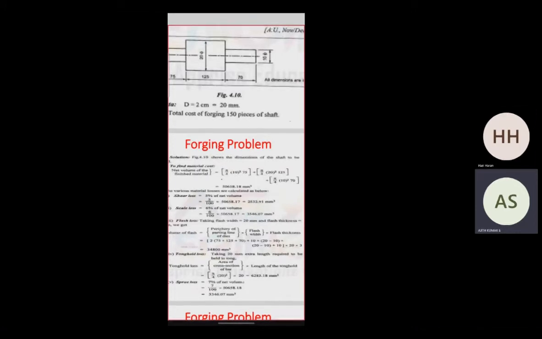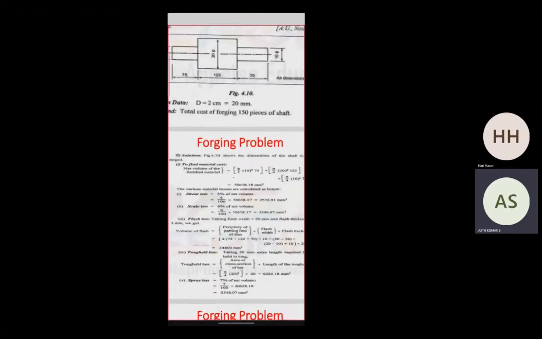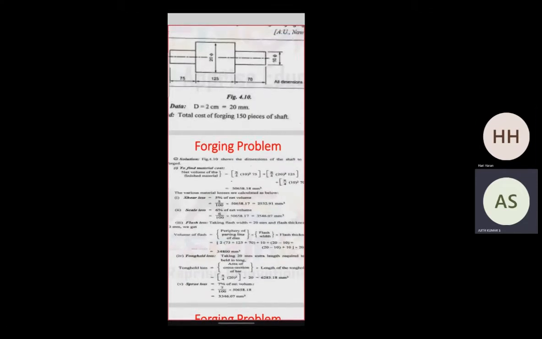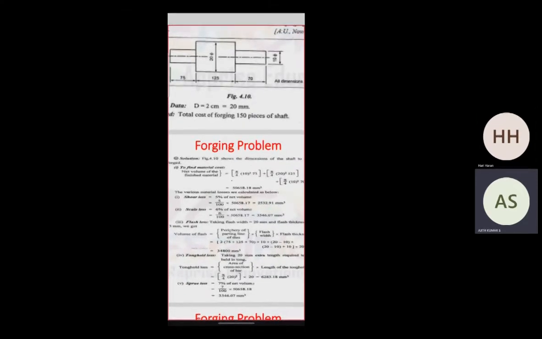So next, tang bolt rods, taking 20 mm extra length required to be held in tongue. So area of a cross section of a bar means nothing but we have pi by 4 d square into length. So here d is 20 mm. So pi by 4 20 square into length is also 20. So we will get 6283.18 millimeter cube. This is tang bolt loss.